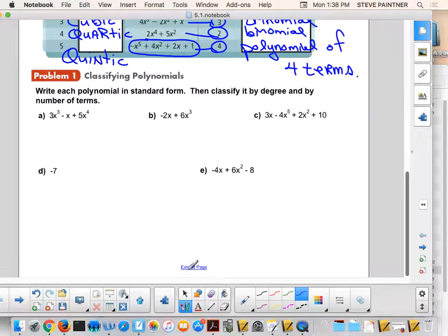This is what your assignment looks like right here. Classify your polynomial. How? Write each polynomial in what form? Standard. That's the first thing you do. Then classify it by what? By degree and by number of terms. There you go. All right, I'll turn you loose for like 20 seconds. Try A.